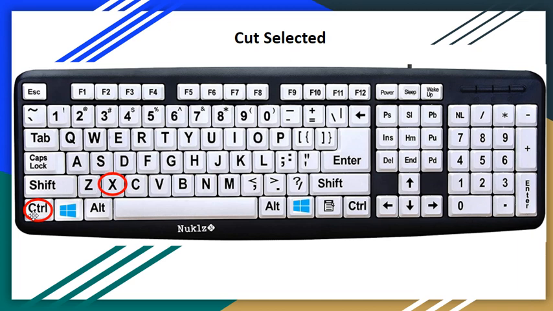By pressing Control X, whatever you have highlighted will be cut from the document. In other words, it won't just copy it, it actually removes it from your document and then puts it on your clipboard. Now, of course, all of these things can be accessed by using the right button on your mouse, but sometimes it's just quicker to do it using a keyboard shortcut.